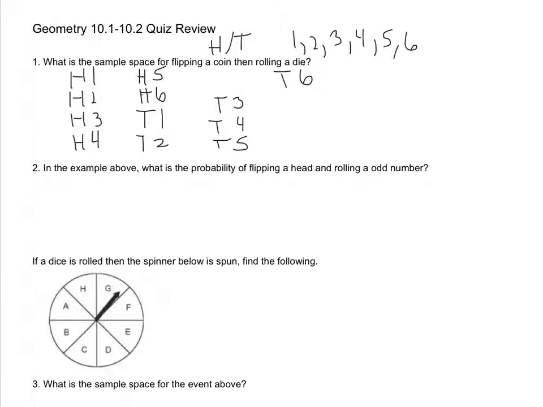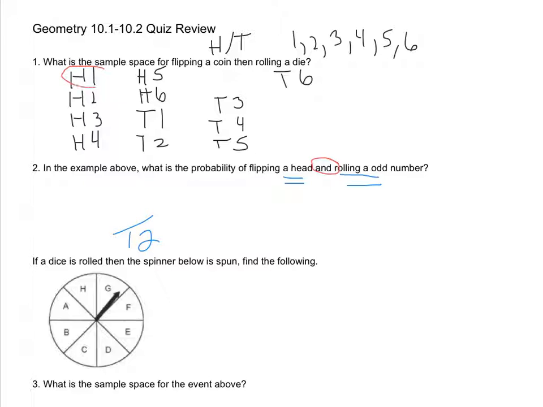So in question 2 it says, in the example above, what's the probability of flipping a head and rolling an odd number? Well, we know there are a total of 12 outcomes, so we want to just figure out how many of these outcomes have both a head and an odd number. Okay, so it has to have both because it has the word and.